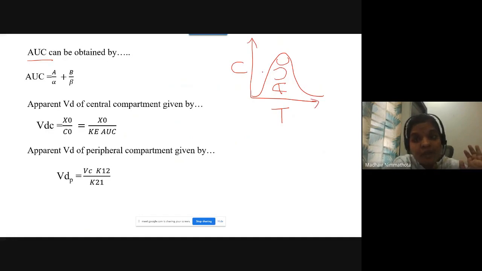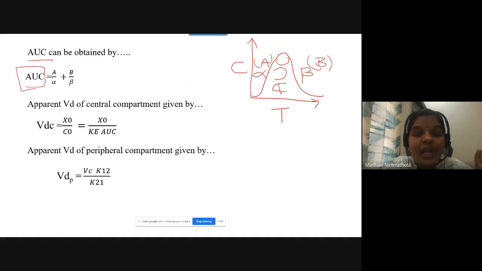Here we have alpha and here we have beta. Alpha goes with capital A and beta goes with capital B. See, A divided by alpha plus B divided by beta. Okay, if you know this graph in your mind, it is easy to write. So, A divided by alpha plus B divided by beta. Then you will get how much area is available for your drug absorption or drug processes.